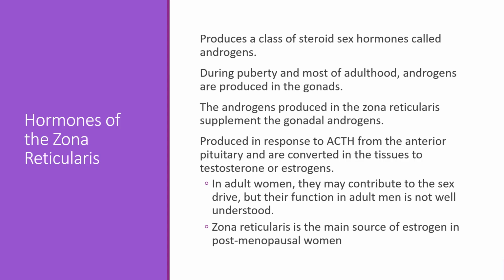So we're going to learn that estrogen and testosterone and all that sort of stuff are being produced primarily by ovaries and testes. However, you have a small amount being produced in the zona reticularis. These are produced in response to ACTH from the anterior pituitary and are converted in the tissues to testosterone or estrogens. There is more than one type of estrogen, so that is a plural word.